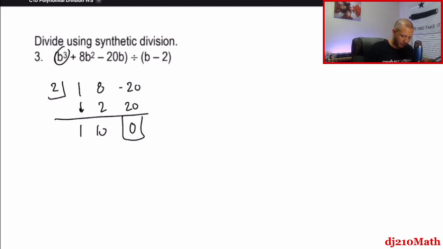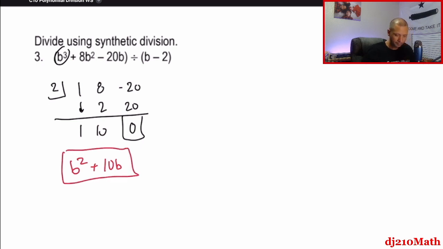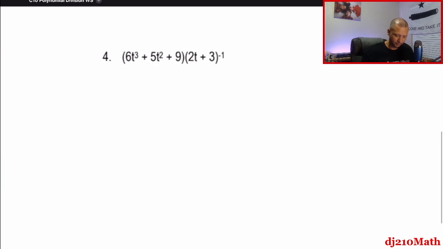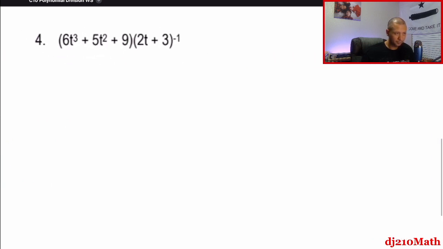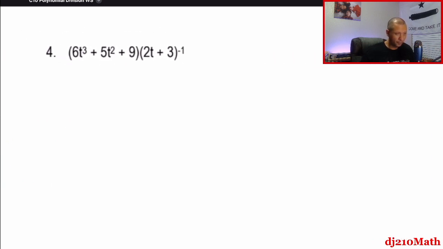So because this is a b cubed, we want b squared, like 1 times b squared plus 10b. And then there's no remainder. Okay, number 4.